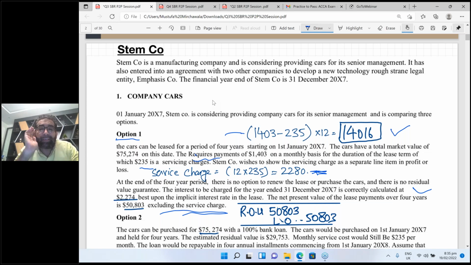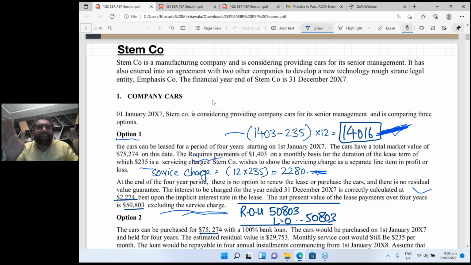Now can anybody tell me how much actual rentals, pure lease rentals we'll pay this year? How much actual lease rentals we will pay this year? It will be 14016. Now we just calculated, and I told you many times, even your teachers told you many times, listen, that finance lease is like a loan. So paying finance lease rentals is like repayment of loan.